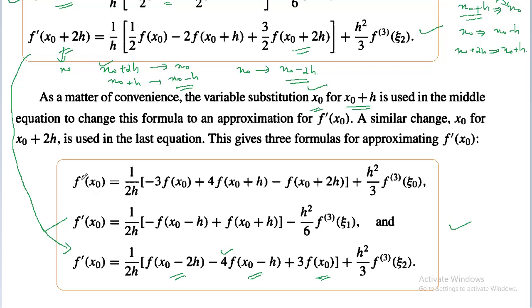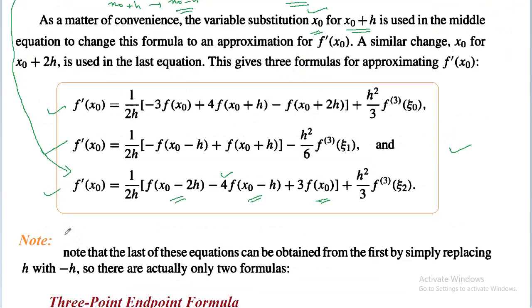Now, if you check the first and third formulas of these three formulas, the third formula is actually obtained by replacing h with minus h in the first equation. That is, if we replace h by minus h in this equation, we will get the third one.